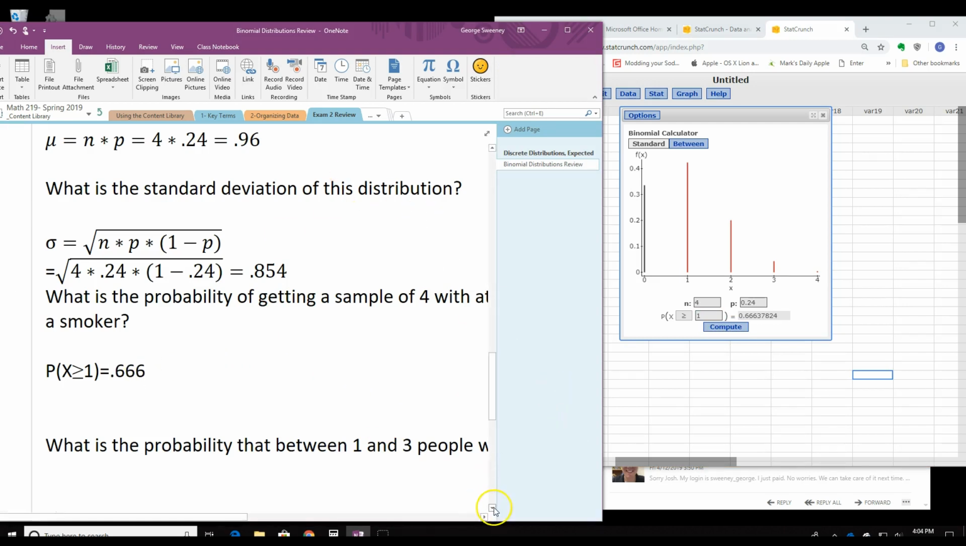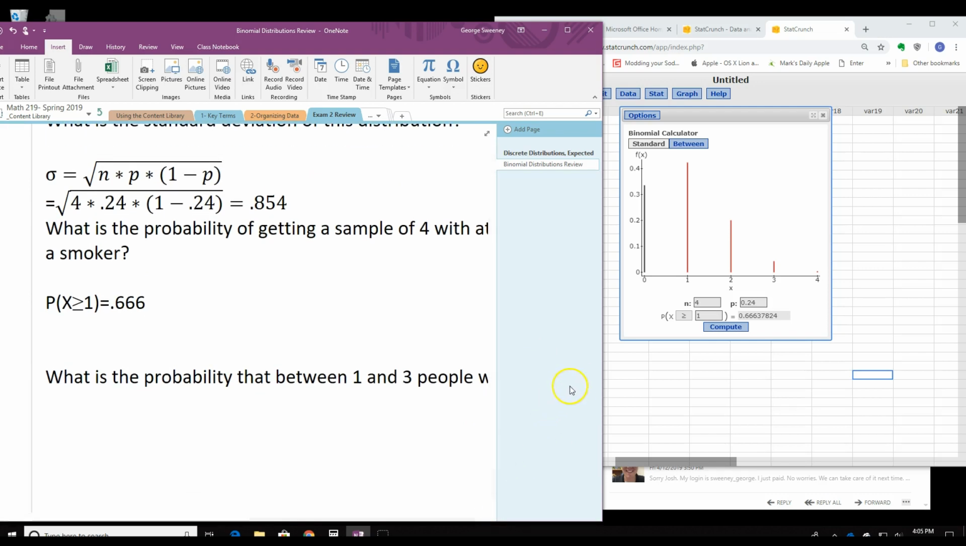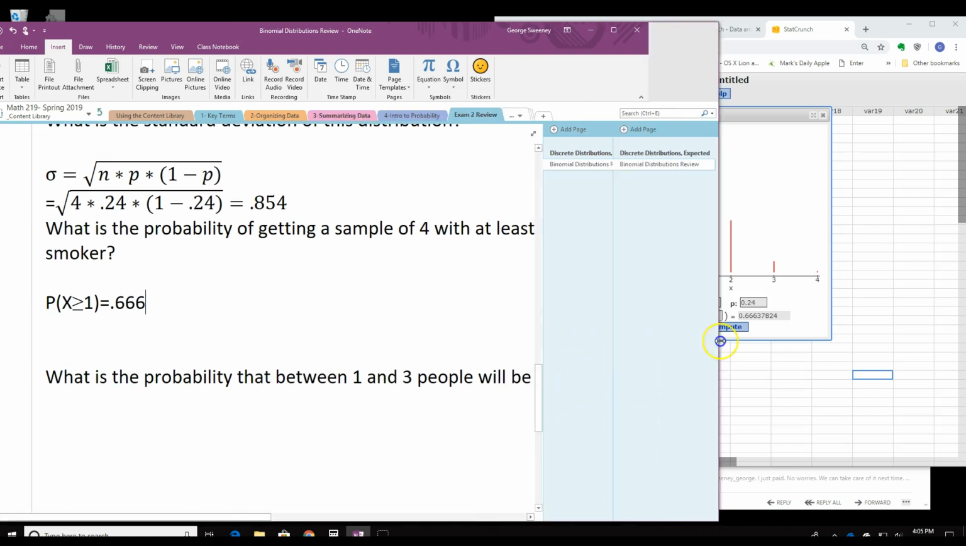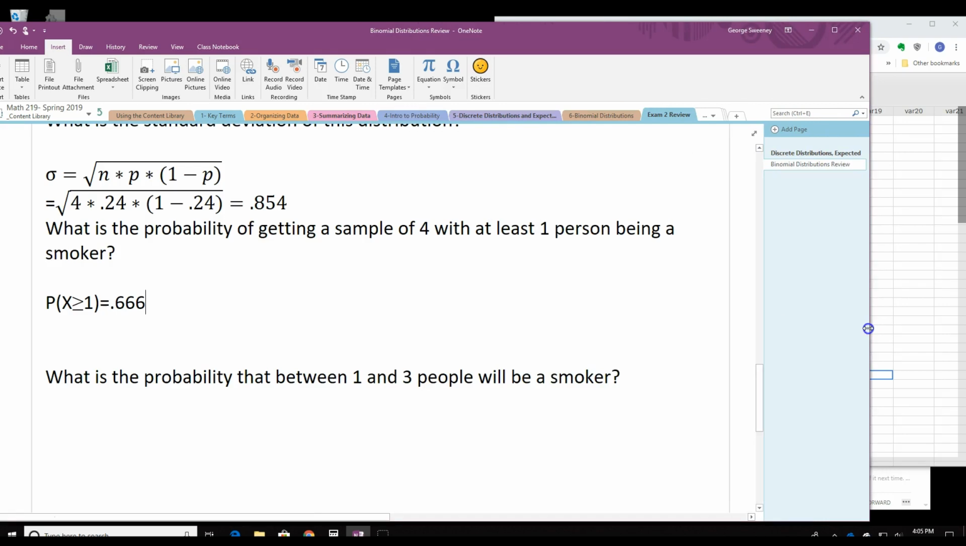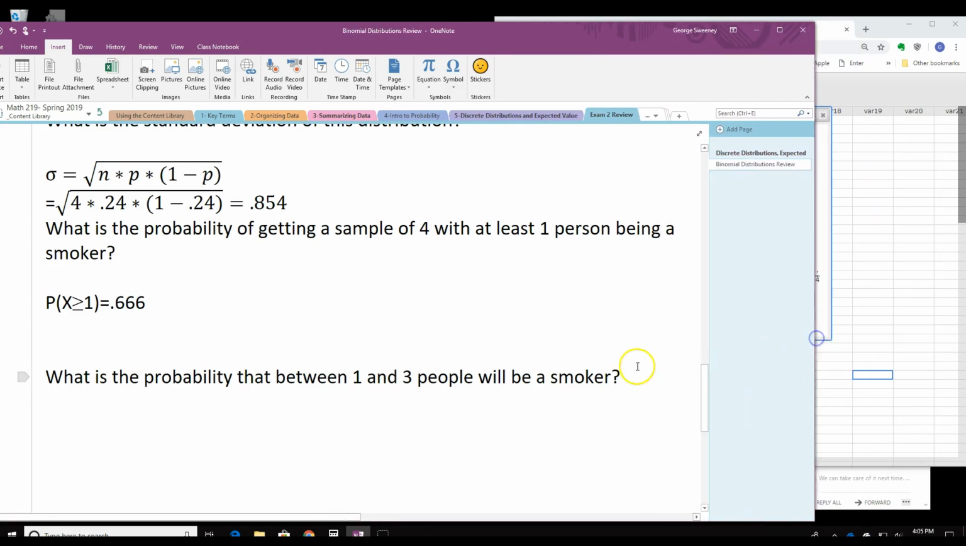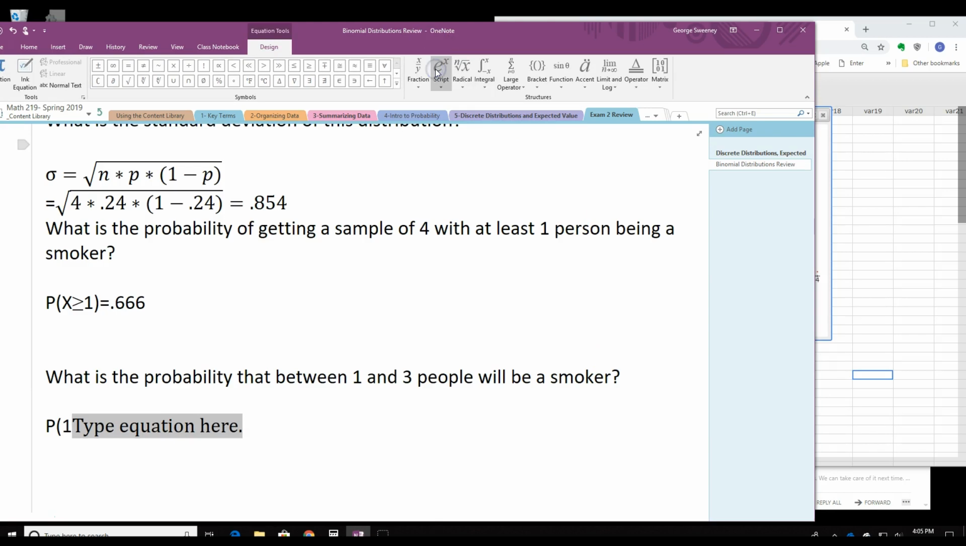All right, that's my probability. All right, let's try one more. What is the probability that between 1 and 3 people will be a smoker? Well, that's P. And when I say between 1 and 3, I mean 1 less than or equal to x, less than or equal to 3.